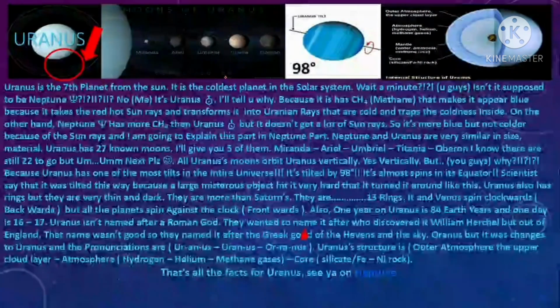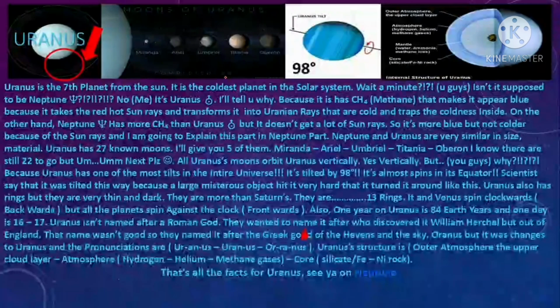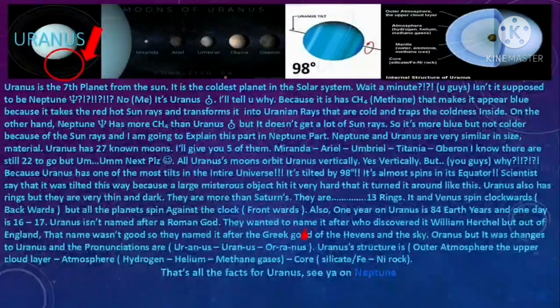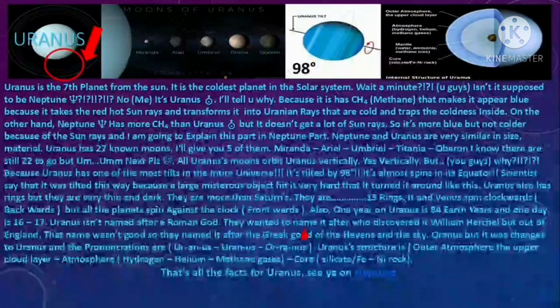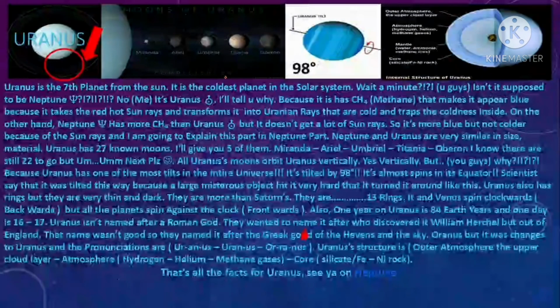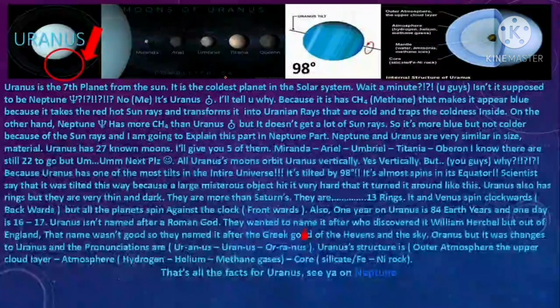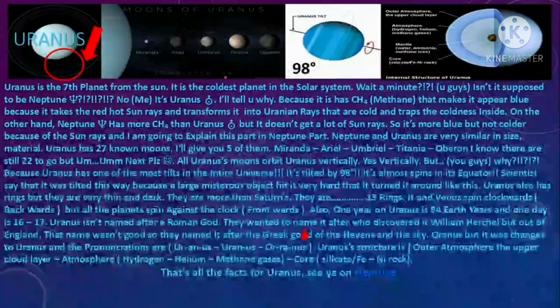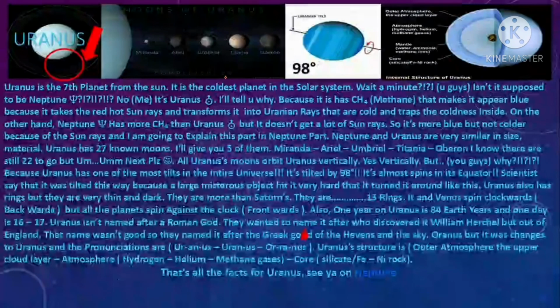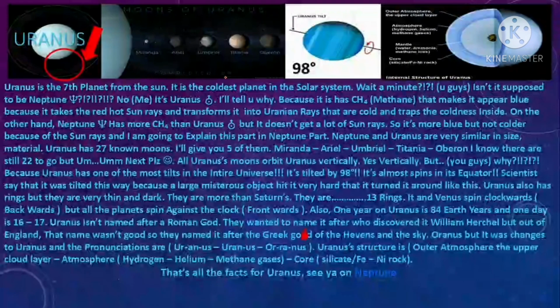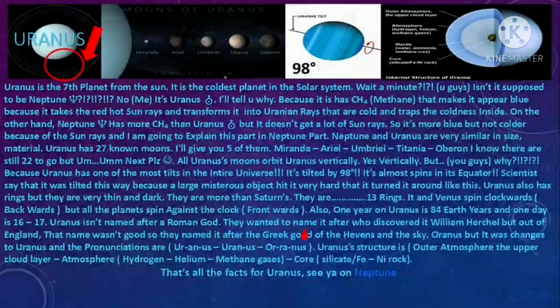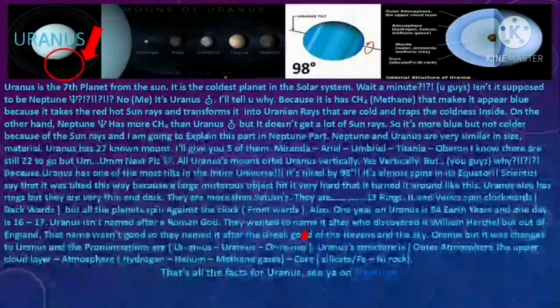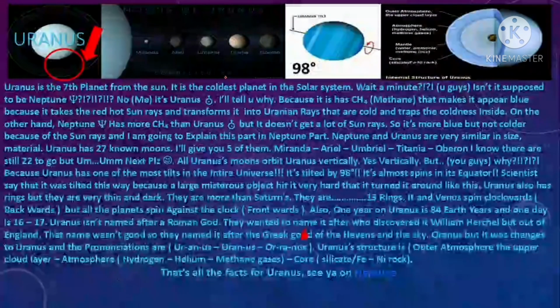Uranus' structure is outer atmosphere, the upper cloud layer, and the atmosphere, hydrogen, helium, and methane gases. Core is made of silicate Fe, which means iron, and nickel rock. That's all the facts for Uranus. See ya on Neptune, the last planet. Vroom vroom.